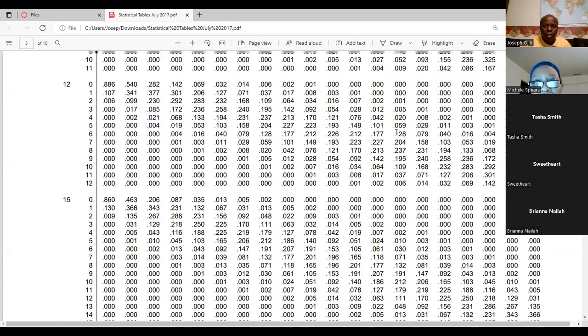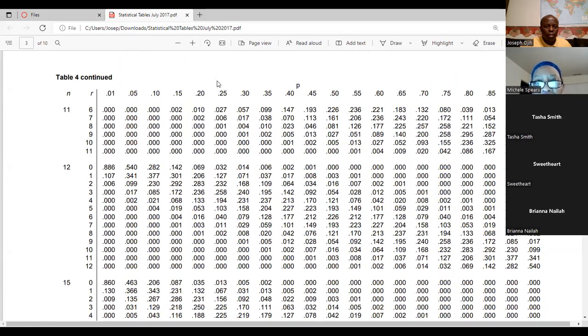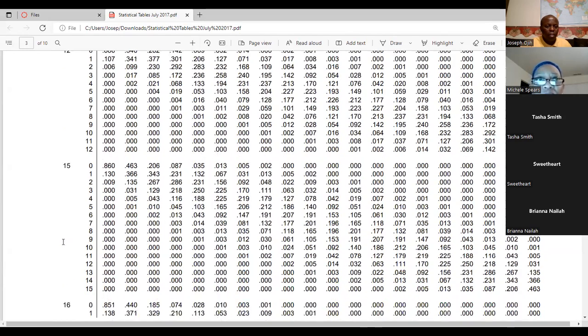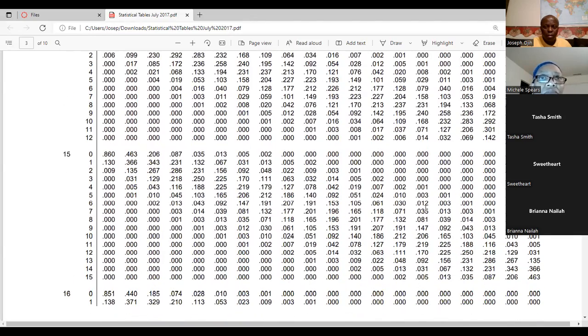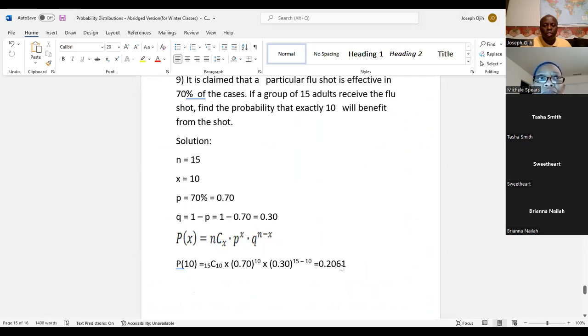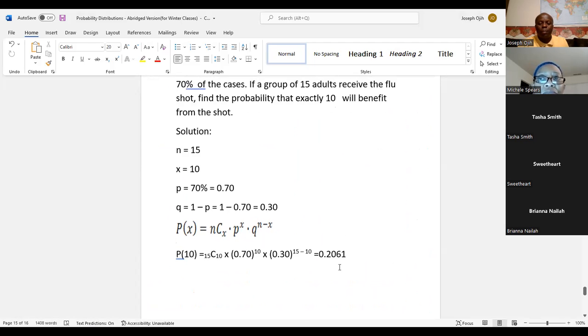Now I'll repeat it again. 0.7, right? And our n is 15. If you go under 10, if you follow it that way from 0.7, you can see 206, right? Can you see that? Yes. And then our answer is approximately 0.206. So again, this table simplifies the work, and we're going to use it in an example like this one here.